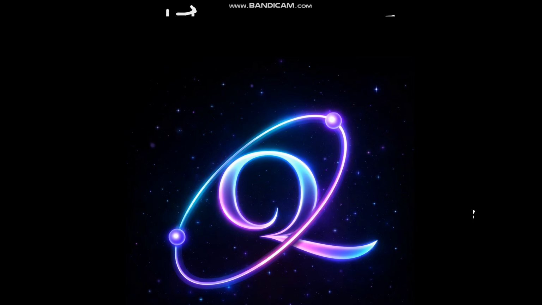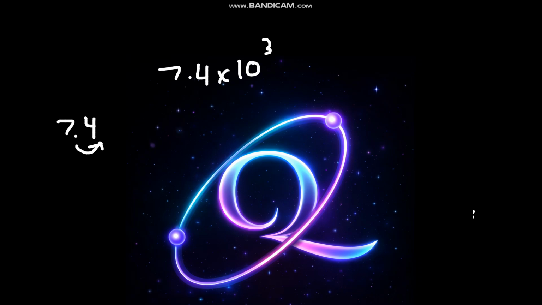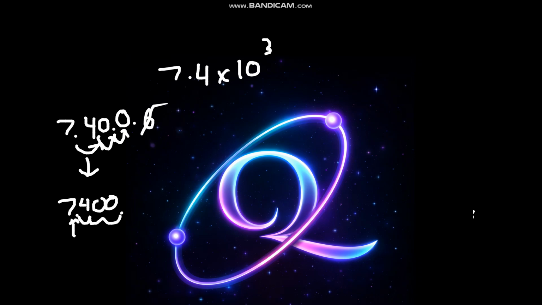Now let's try another problem. Let's say we have 7.4 times 10 raised to the third power. Now what we're going to do is move it 3 times. So we have 7.4. We're going to move 1. If we move another, we will have a 0 here. If we move 1 again, we add another 0, but the trailing zeros are insignificant, so we got 7,400. The decimal was here earlier, so we just move 1, 2, and 3. Now the decimal is here, so we got 7,400.